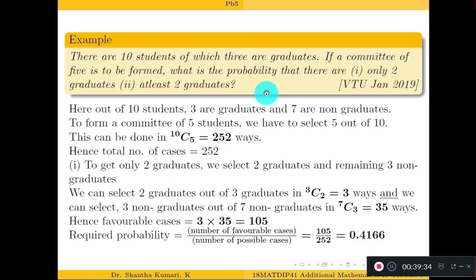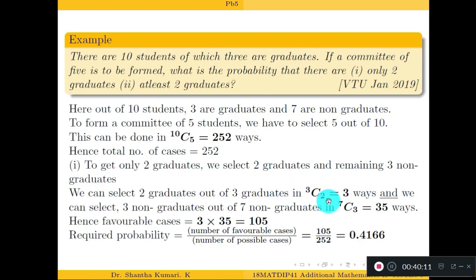Next, out of this, what is your first question? Only 2 are graduates. We are selecting 5 students, but what is the condition? Only 2 are graduates. That means remaining 3 are non-graduates. To get only 2 graduates, we select 2 graduates and remaining 3 non-graduates. How many ways can you do this? 2 graduates you have to select. Totally how many graduates are there? In the question it is mentioned 3. So out of 3 graduates, we have to select 2 graduates. So this can be done in 3C2 ways.